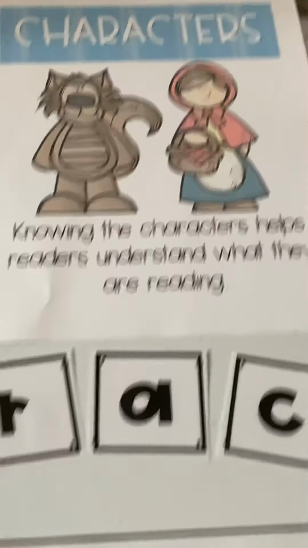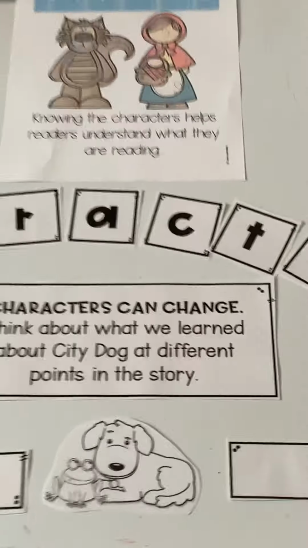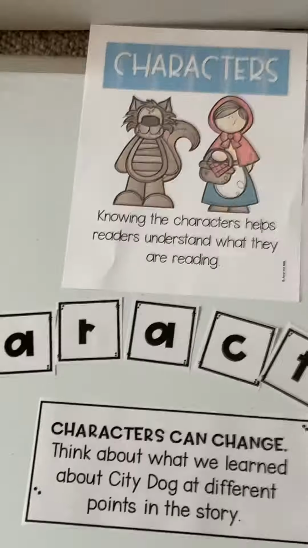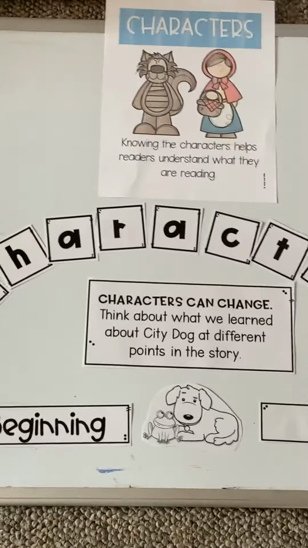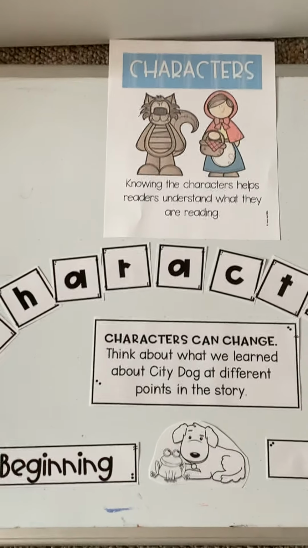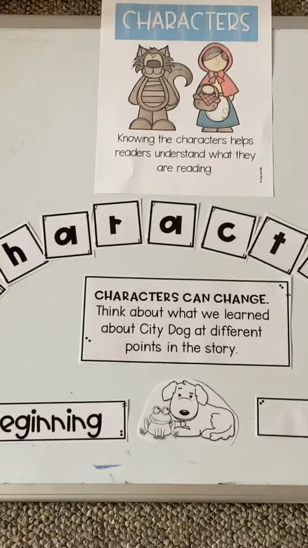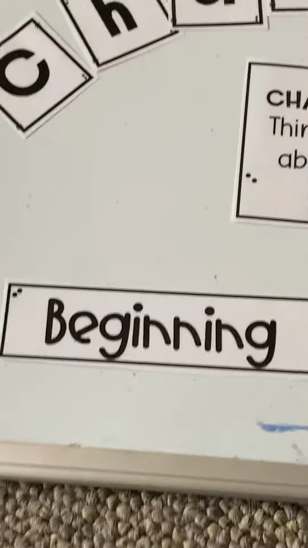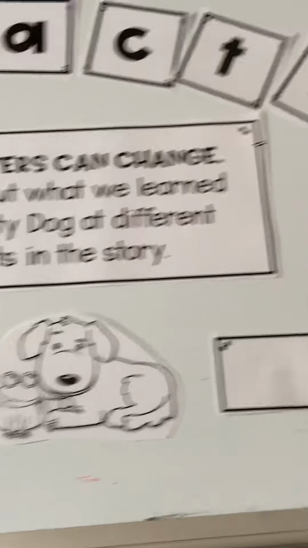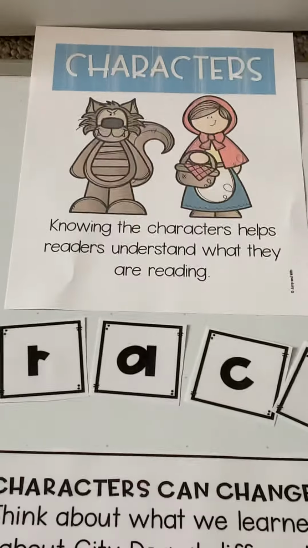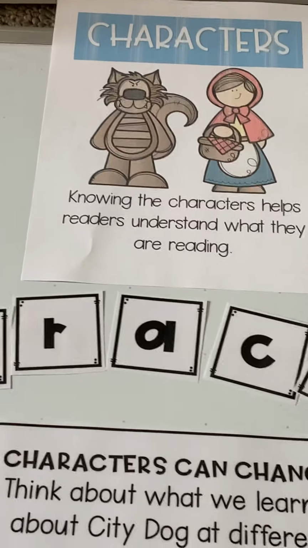So there's a couple things I want you to think about. So I kind of set this up just like we would usually in our story. So if you can see the characters here, let me stand up. So you see characters. So characters change. So think about what we learned about City Dog at different parts in the story. So we learned different things in the beginning versus the end of the story.